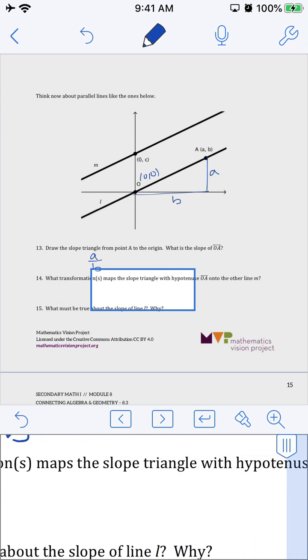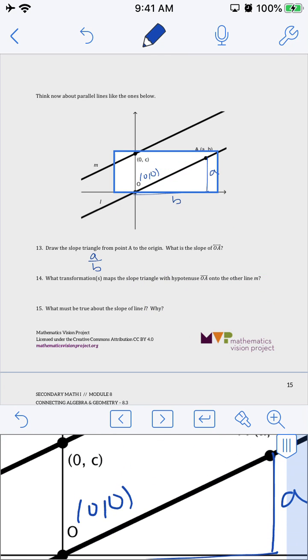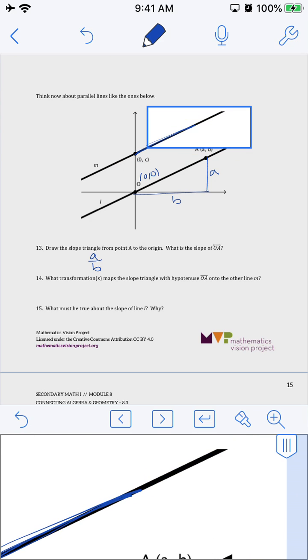Okay, transformation. What transformation maps the slope from horizontal line OA to the other line M? What transformation would map this slope? Well, it'd be a shift of some kind. Translation, probably, is what we call those shifts. And I would say it's a vertical one. Right? Vertical, up and down, not side to side. And so we'd say it would be a vertical translation of distance. How much? How much did it go up?